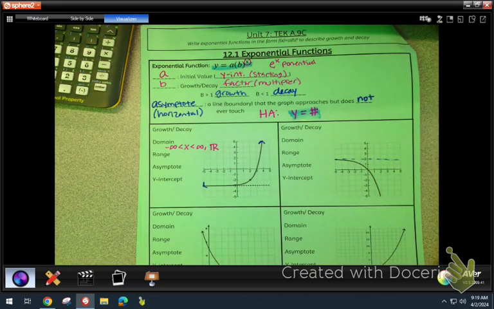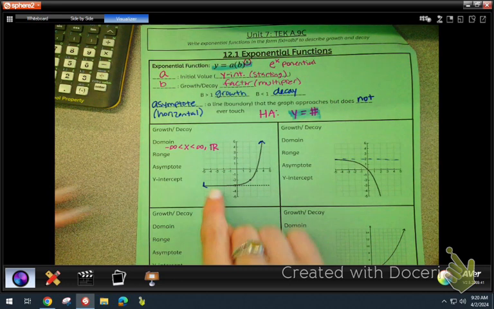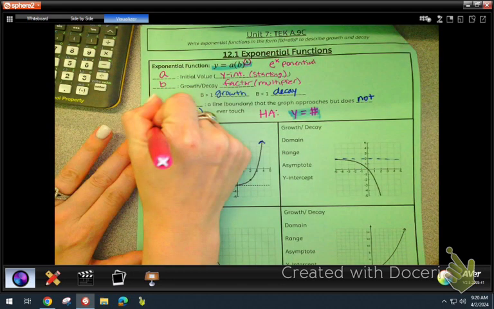Now, when we need to tell if it's growth or decay, we read our graph left to right, okay? So if I start at the left, which way is my graph going? Is it increasing or is it decreasing? Increasing. So I would say this is going to be growth. So that would mean my base has to be a number bigger than 1. I don't know what it is. They didn't give me an equation, but I can make that determination based on how it's going. You have to read it left to right, okay?